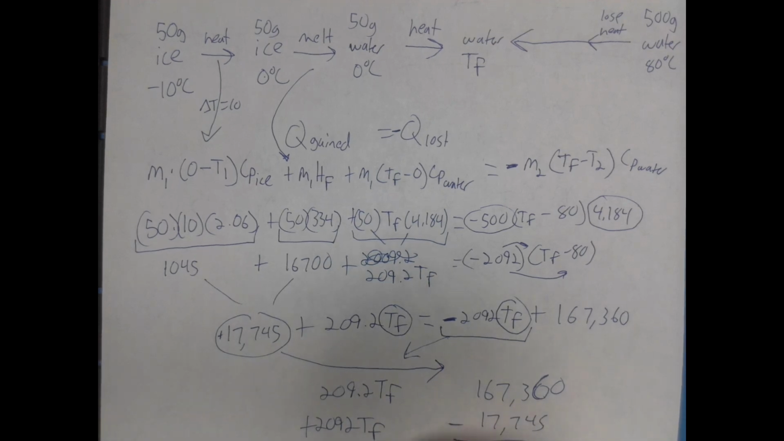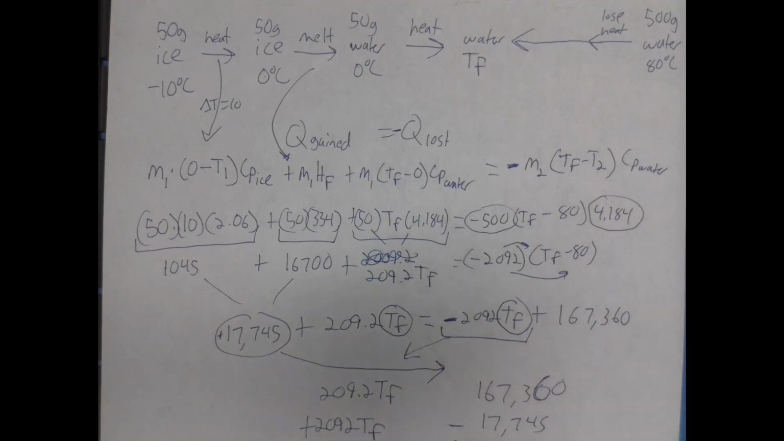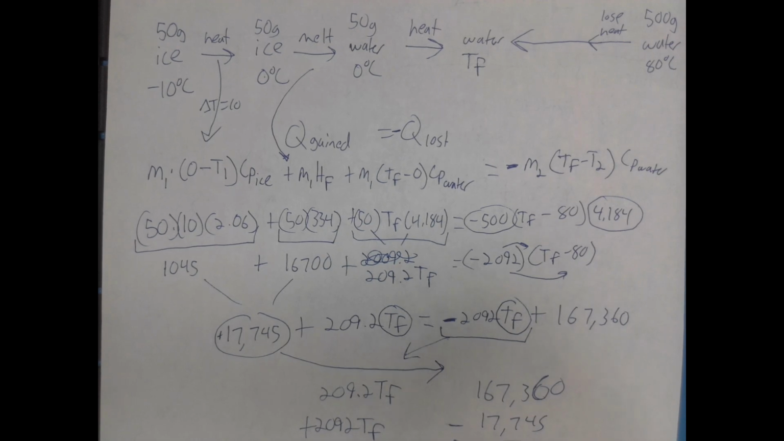So this is 2301.2 Tf, and this is 149.16. And then divide by 2301.2. And we get 65.016 Celsius.